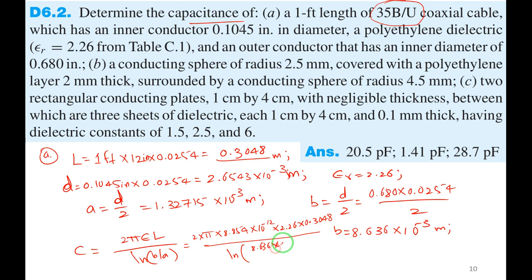8.636 into 10 power minus 3 divided by a. A is how much? 1.32715 into 10 power minus 3. So we'll calculate this.